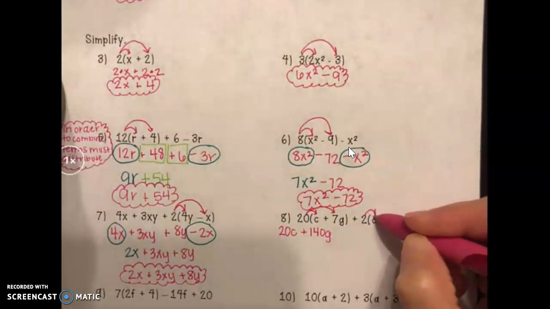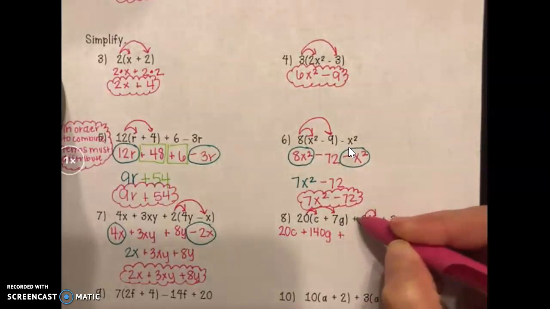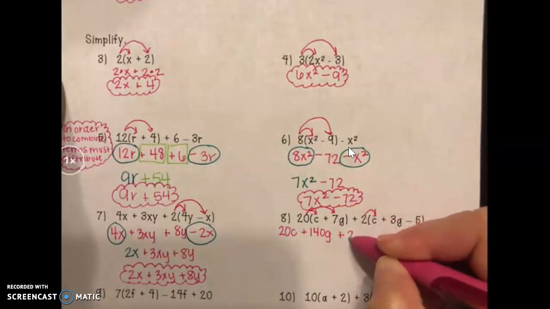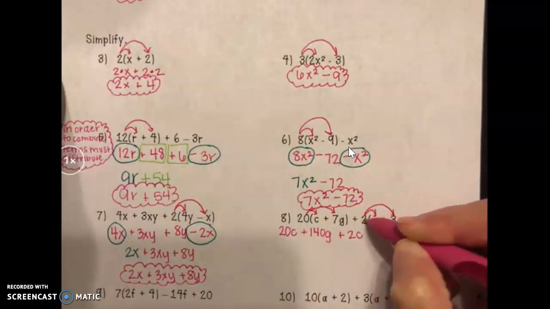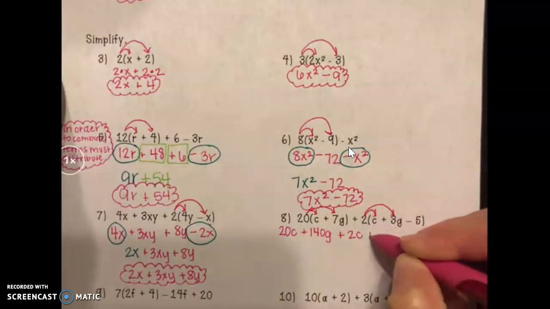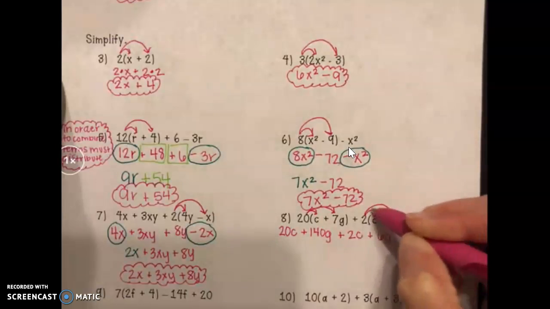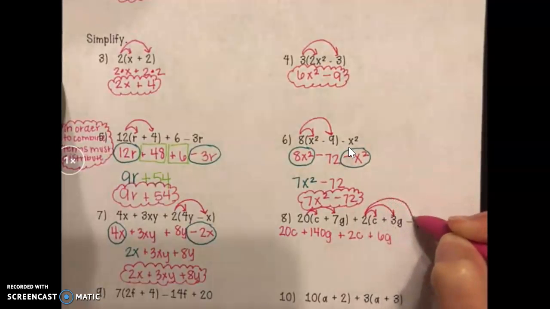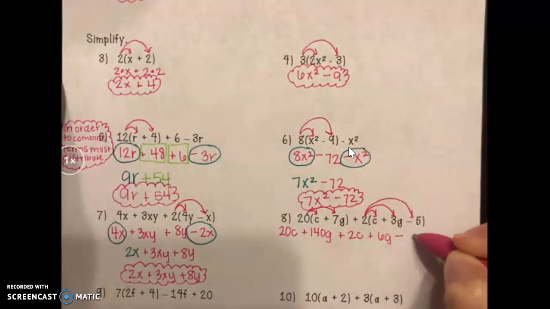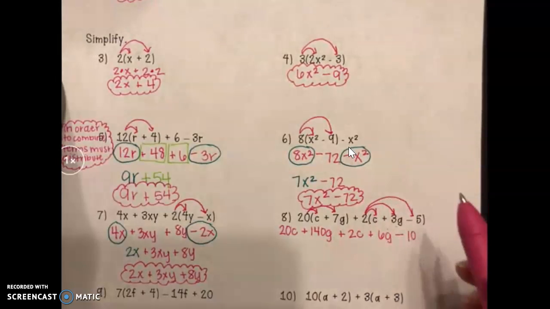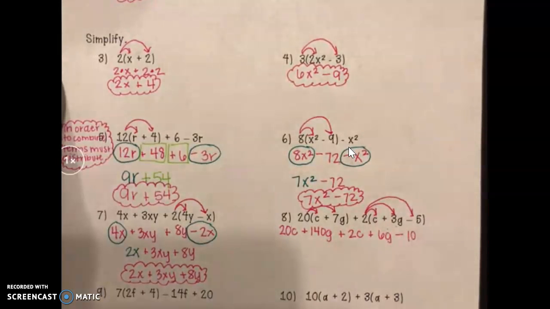So I'm going to distribute my 2C, which would give me, bring my plus down, plus 2C. Distribute my 2 to my 3G, so plus 6G. And then I'm going to distribute it to my 5. So I have a subtracting, so I'd subtract. 2 times 5 is 10. Okay, now I can combine my like terms.